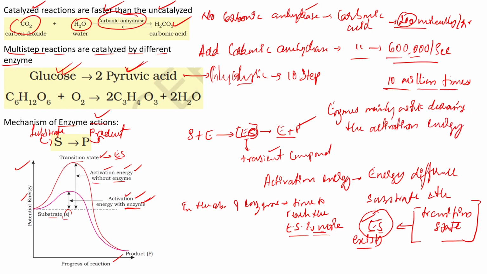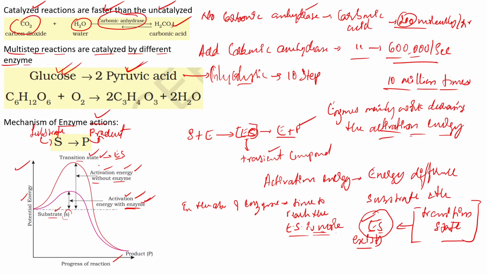Okay, or we can even say lowering the activation energy. They bring down that activation energy. So enzymes mainly work by lowering, decreasing, or bringing down the activation energy. And we know what activation energy is. It is the energy difference that exists between the substrate and the transition state.